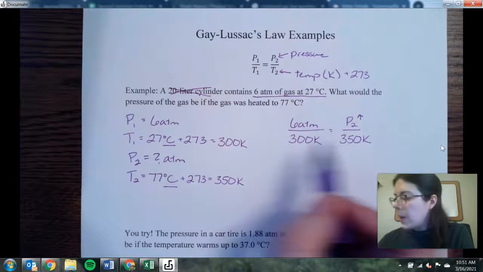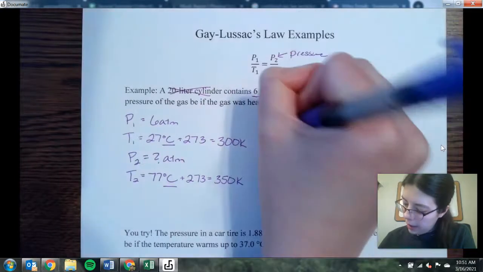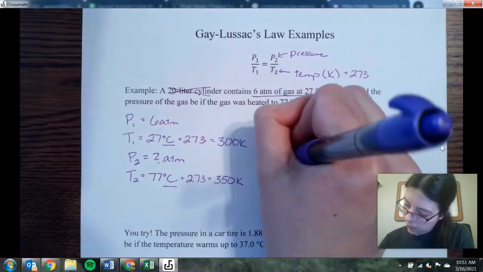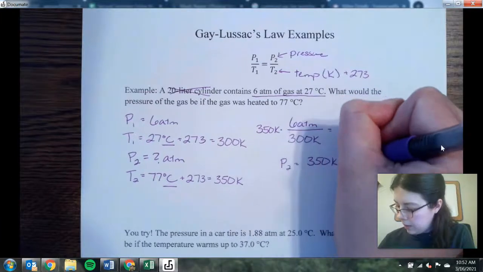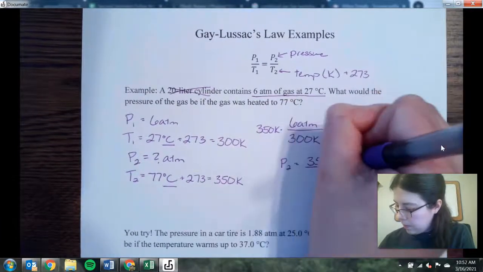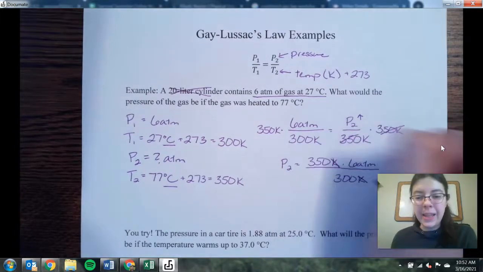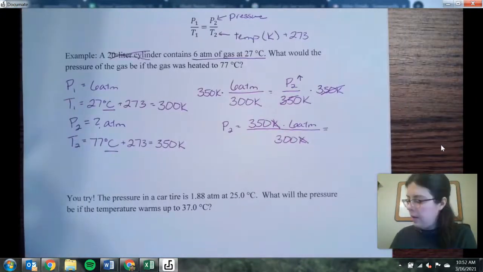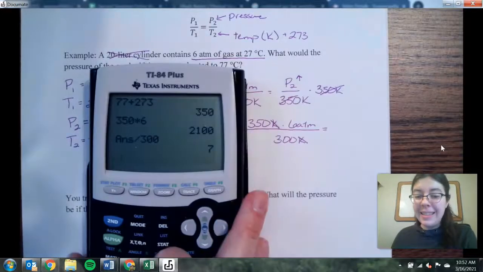So we're going to multiply both sides by 350 Kelvin to get P2 by itself. So if I rewrite that, my units of Kelvin disappear because I have them on the top and the bottom. So now I just need to plug this into my calculator. So 350 times 6 divided by 300. That gives me a value of exactly 7.